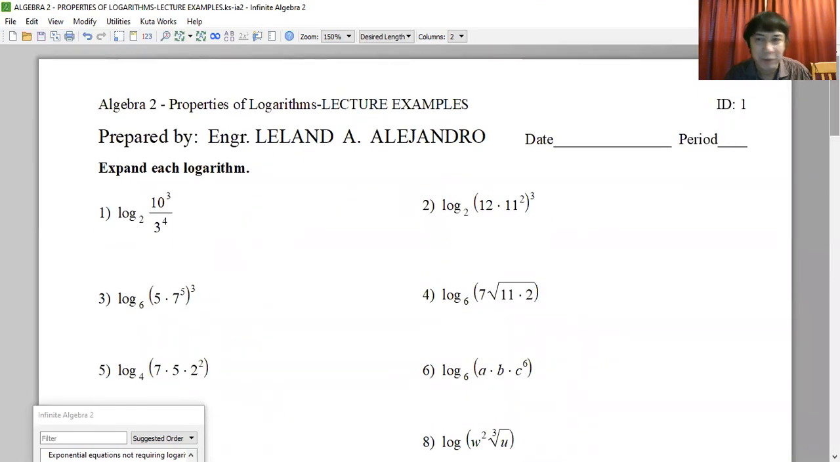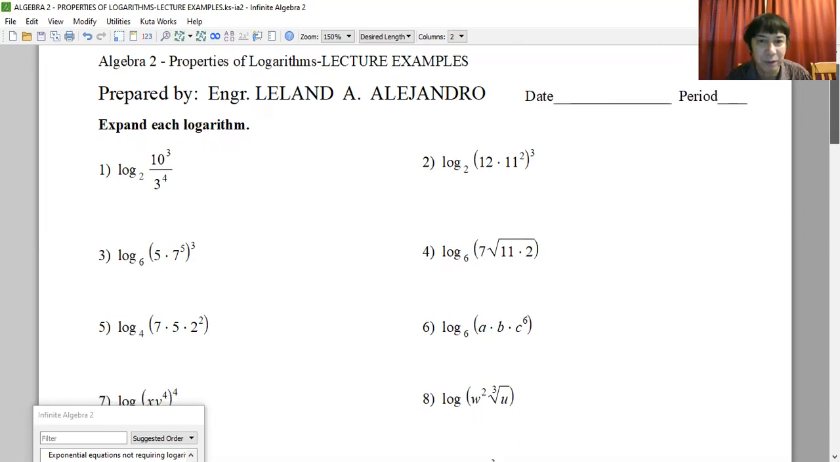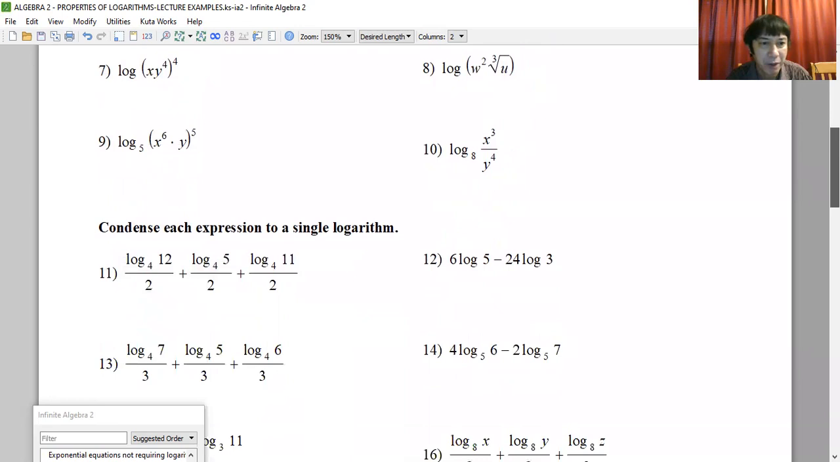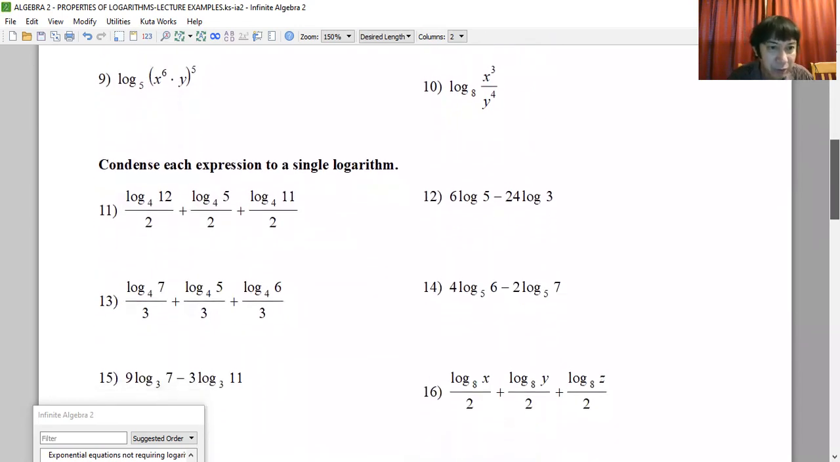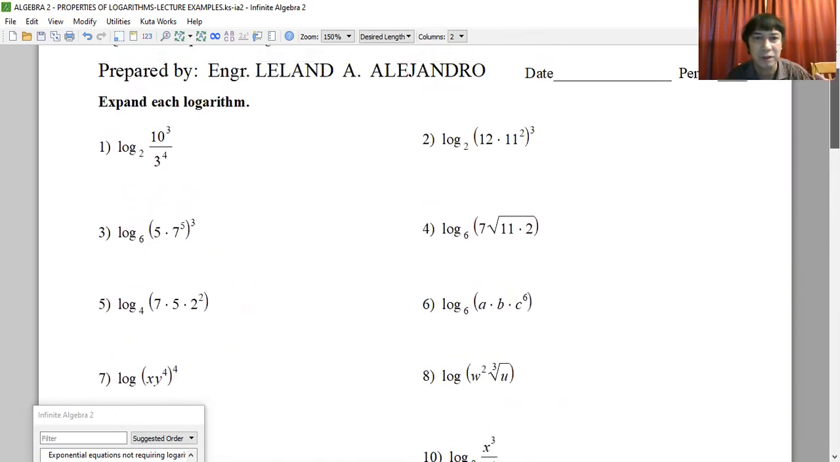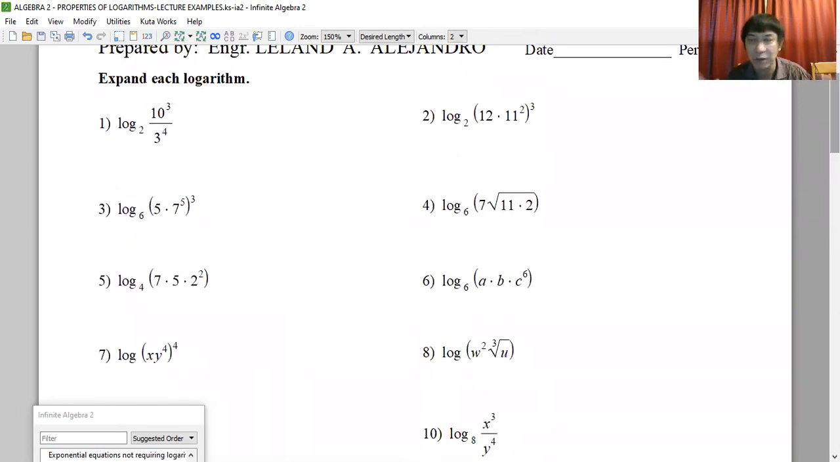All right. So for the first part, we have the expansion, or expand each logarithm, and that will be 10 numbers. Then for the second part, we're going to have the condense or compress. Okay, so condense each expression to a single logarithm. So the first is the expansion.